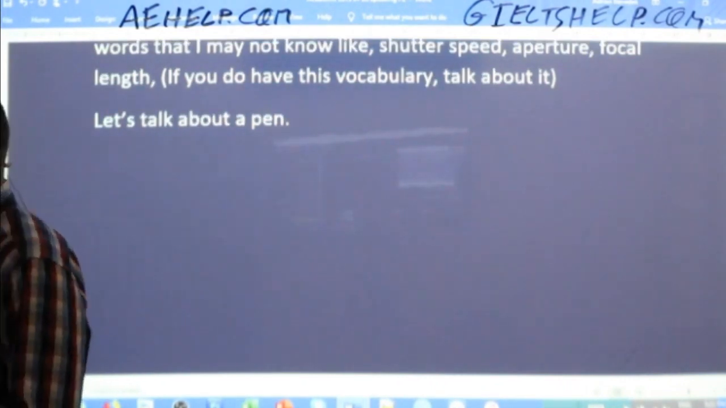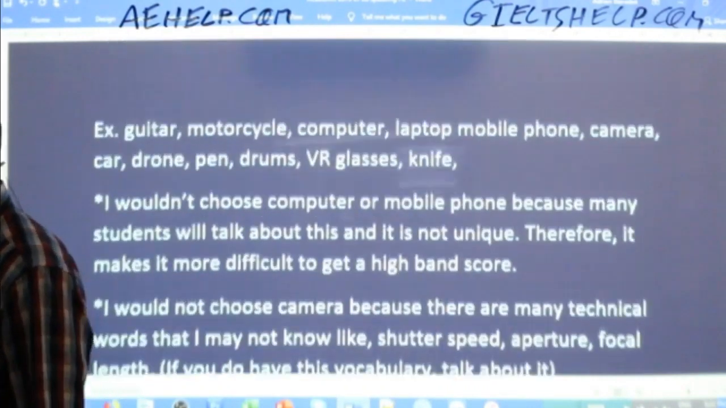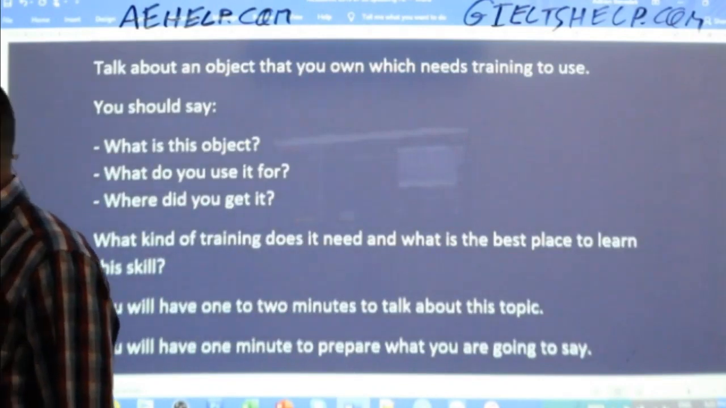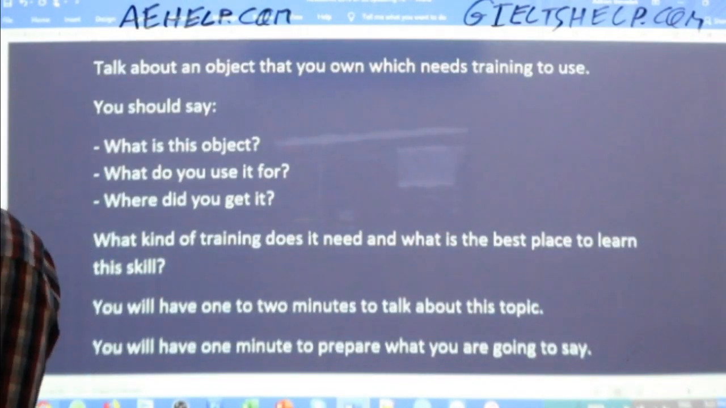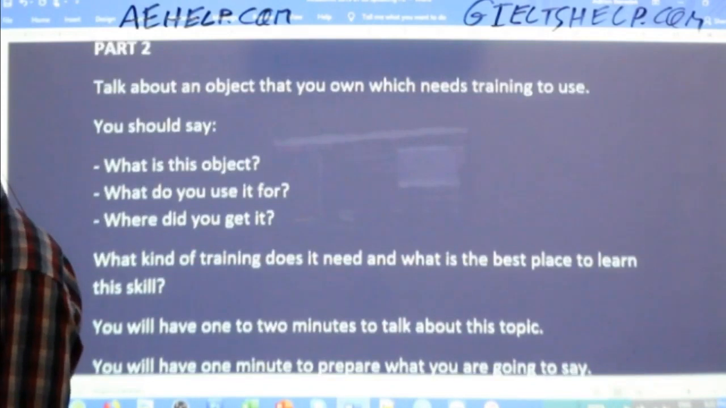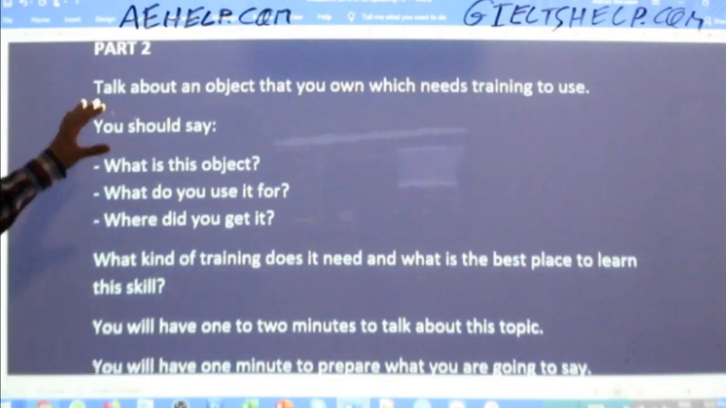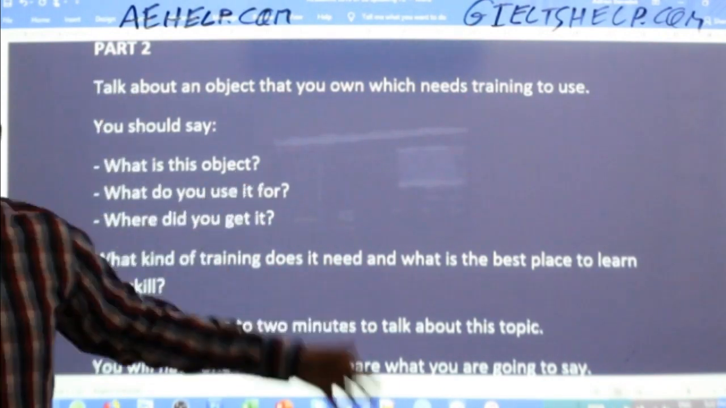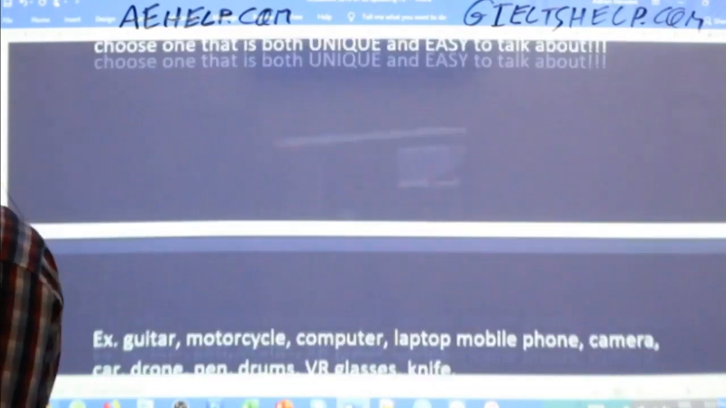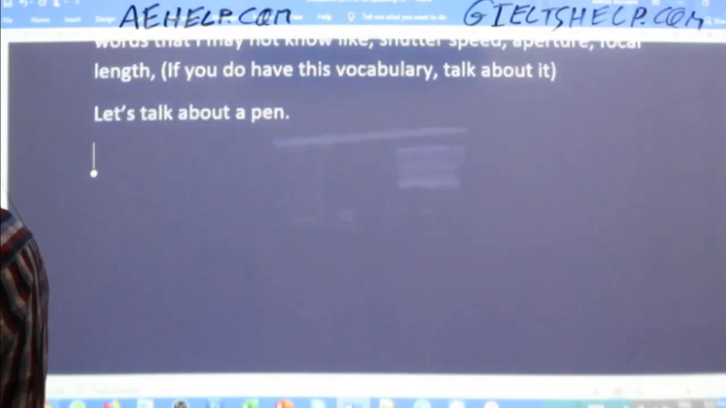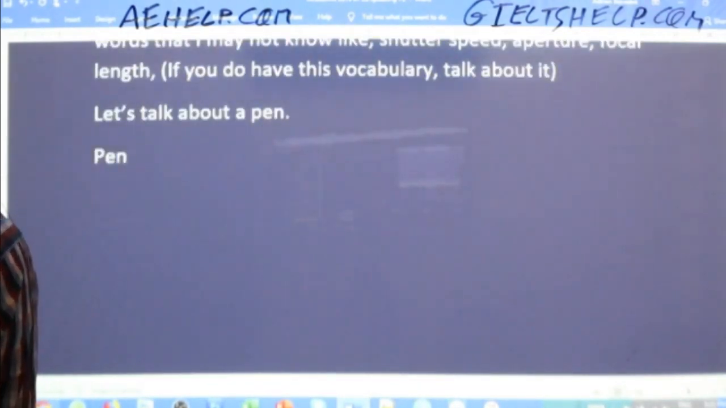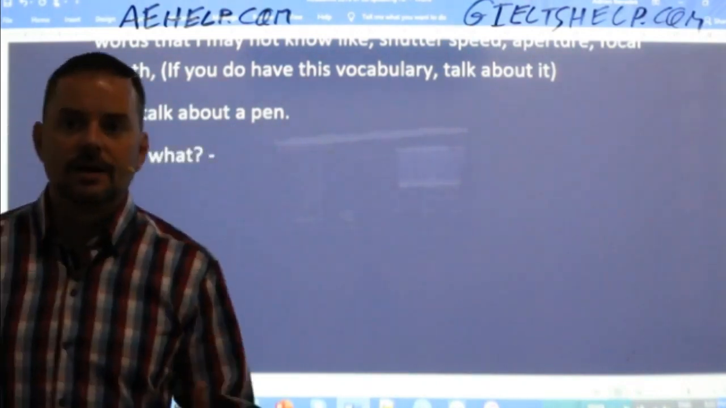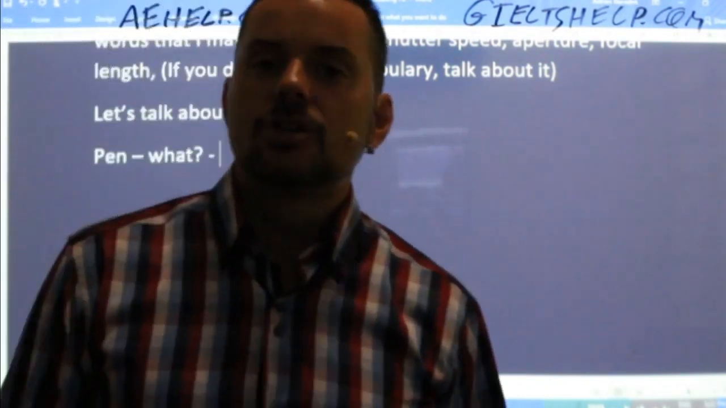So now we've decided on the pen. Okay, now it's an object that you own, so you might want to say a little bit more than just pen. You might want to give it a little bit of clarity. All right, so now again, you look at the questions and you think of some points for each of these. Okay, so what is a pen? Okay, you don't write that down, but you write a couple of points about it. So, what is the pen?